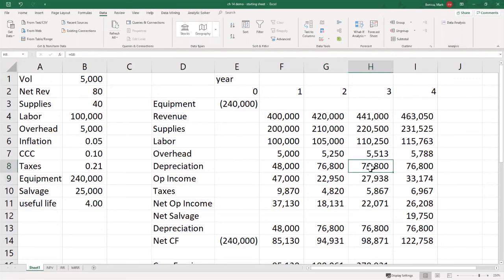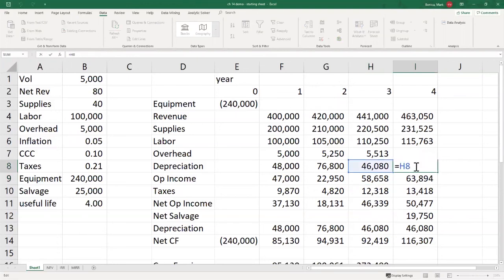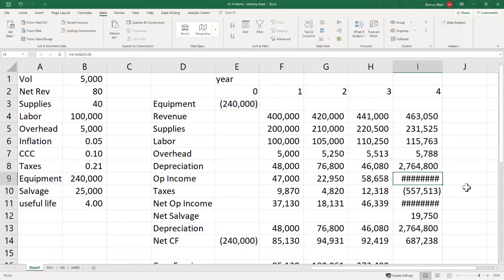And then in the third year, I take 0.192. I need to make that negative times the purchase value, and then in the fourth year, I take 0.1152 times 240. What did I do there? Oh, I made it 11.5 instead of 0.115.